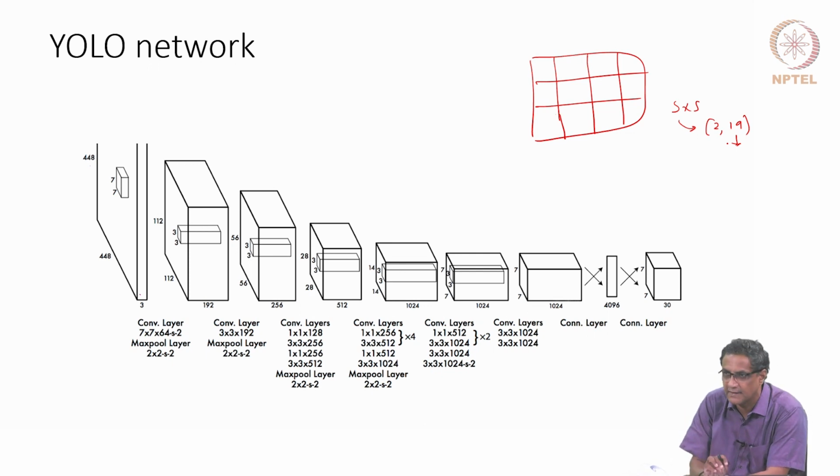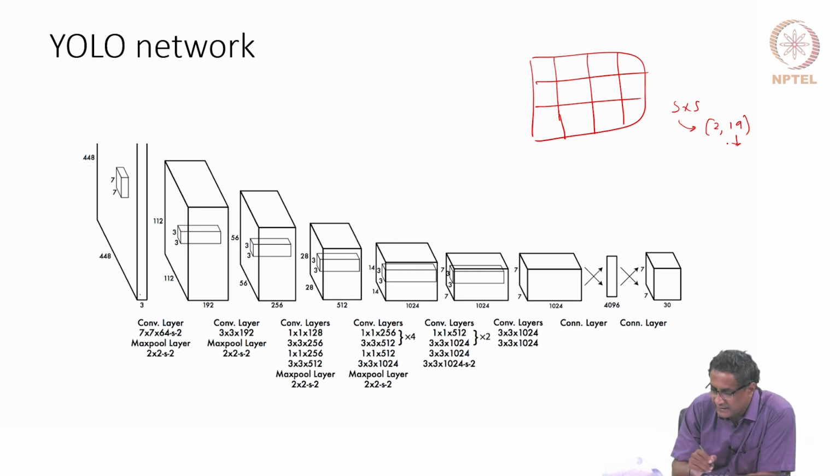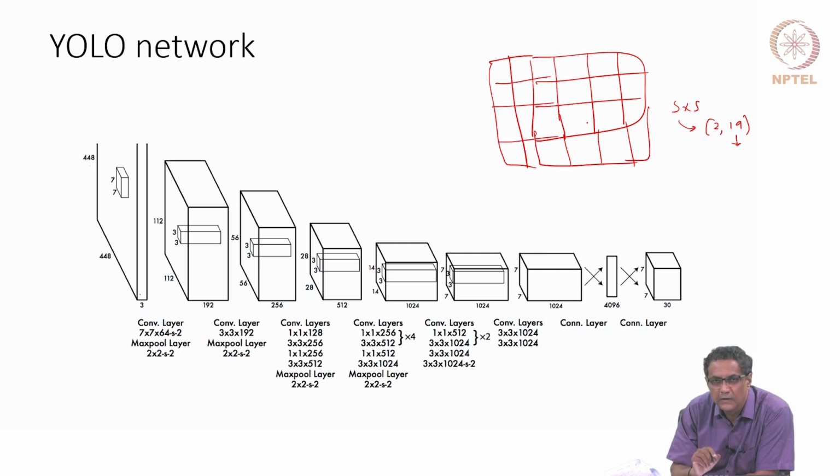Each is called a grid cell. So let me build this up a little bit more, and let's say we have some things here. So we have an S cross S grid. Now the way it works is that, suppose I have a ground truth bounding box, which is here.